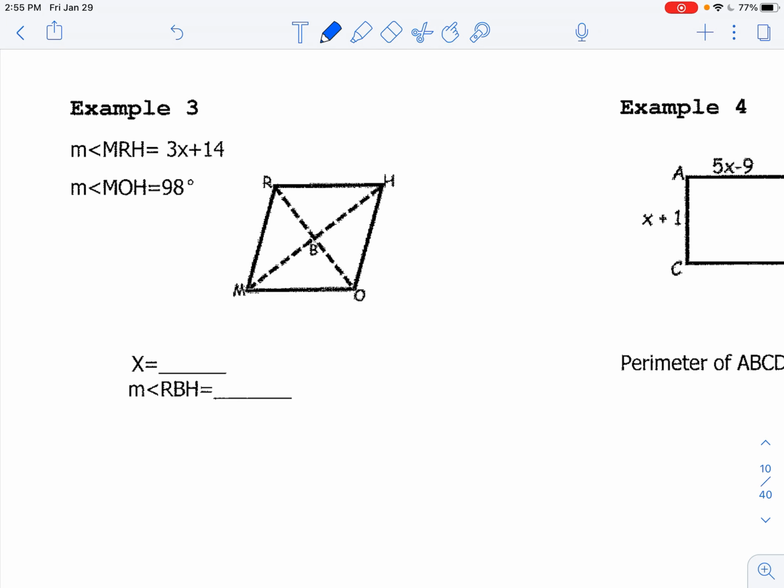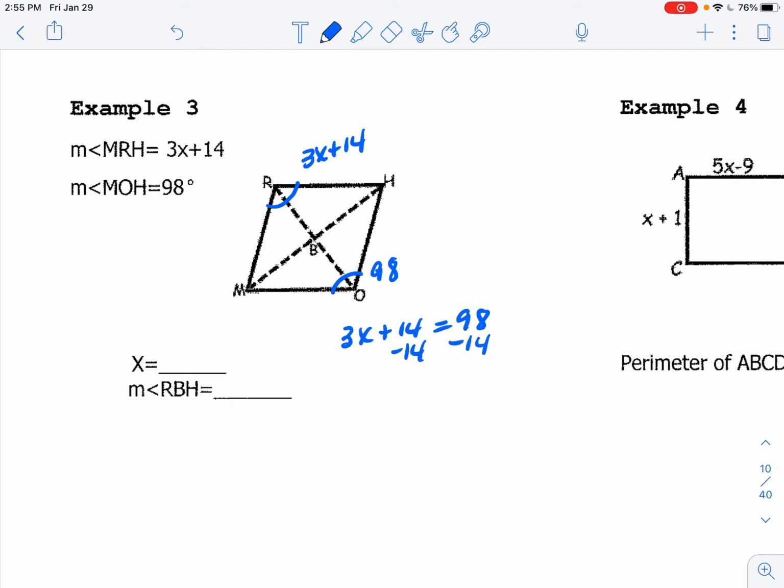Okay, so measure of MRH is 3x plus 14. So this big angle here is 3x plus 14. The measure of MOH is 98. Well, we know that opposite angles are congruent, so I can set those equal and solve.